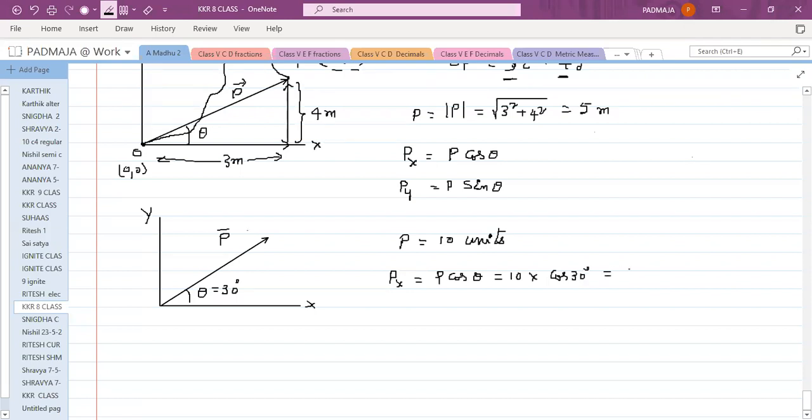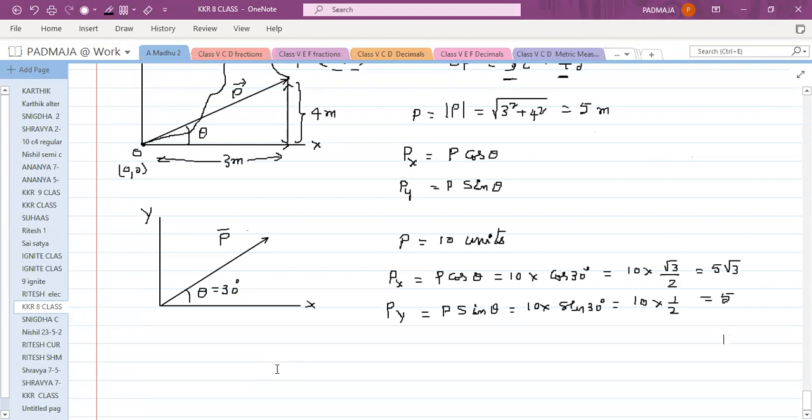Cos 30 degrees is root 3 by 2. So 10 into root 3 by 2 is equal to 5 root 3 units. And the component of the vector along the y direction is given by p_y equal to p sin theta, if theta is the angle made with the x-axis. So p is 10 into sin 30 degrees. Sin 30 degrees is half, 10 into half is equal to 5 units.